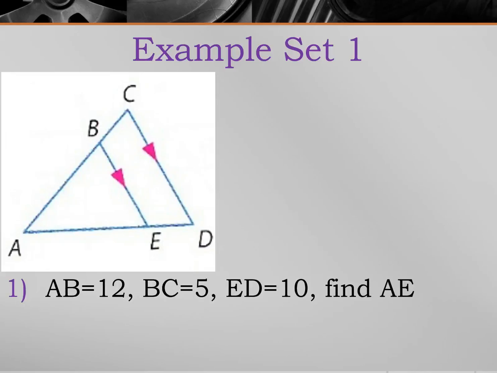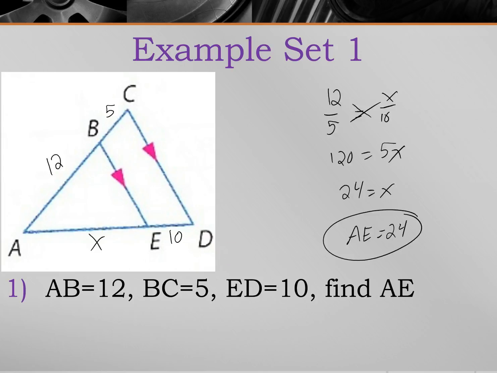I want you to go ahead and set this one up on your own. AB is 12, BC is 5, ED is 10, solve for AE. Okay, so fill in the pieces of the diagram, set proportions, and solve. So go ahead and pause. I'll pause the video, you pause as well. And once you have your answer, we'll take a look.